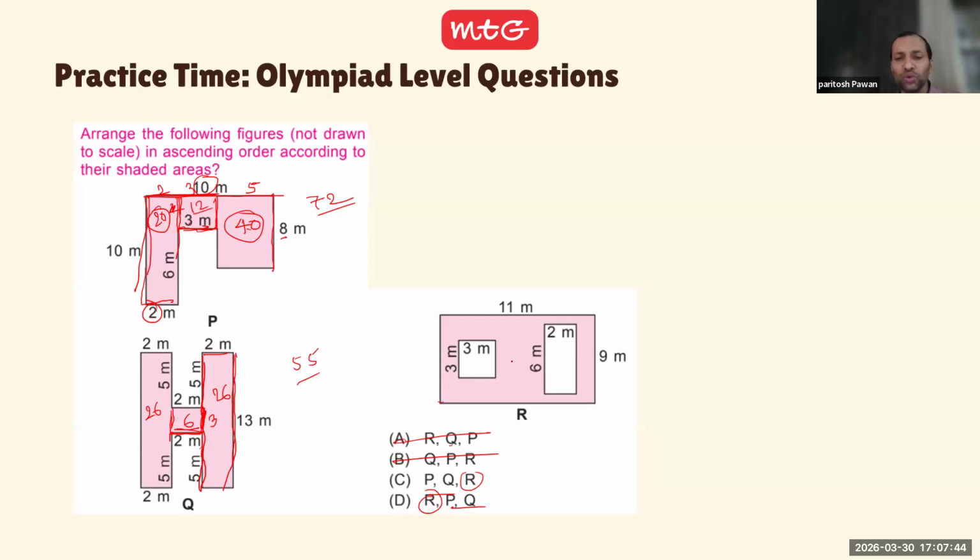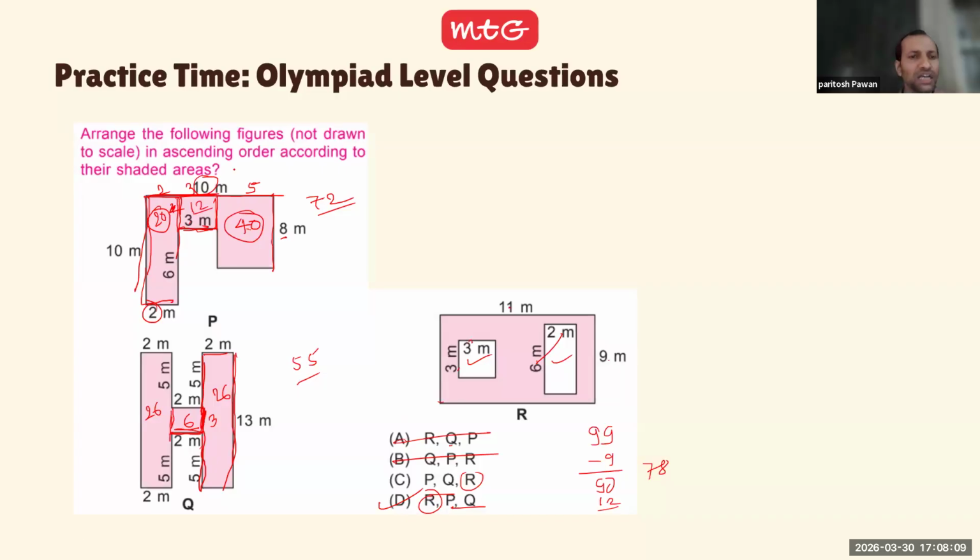So how will we calculate R? We will calculate the total area and we will subtract this area. So total area is 11 into 9, that is 99. And now we will remove this 3 into 3, that is 9. We have to subtract, so it is 90. And this area also 6 into 2, 12. So that is 78. So the largest one is 78, that means R. So option D is correct.